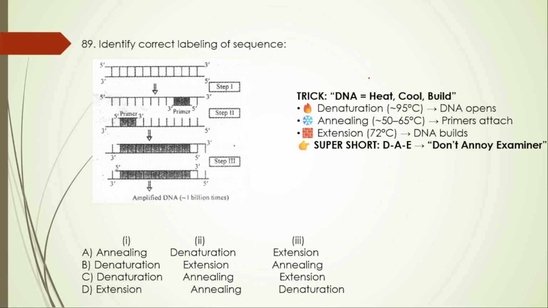Here the diagram is given. This is the polymerase chain reaction. First there will be a denaturation, next annealing, next extension. Denaturation, annealing, extension. So the right option is C.